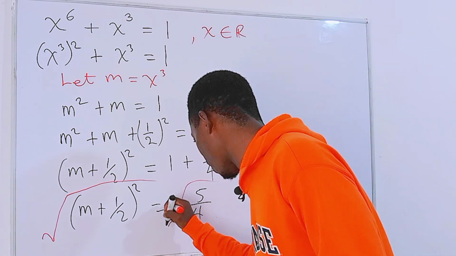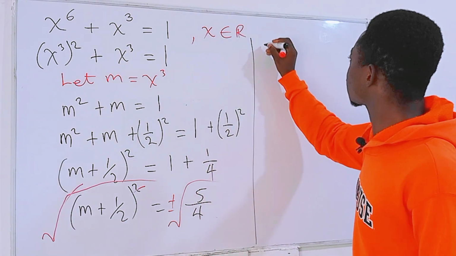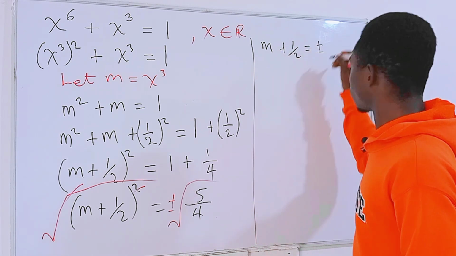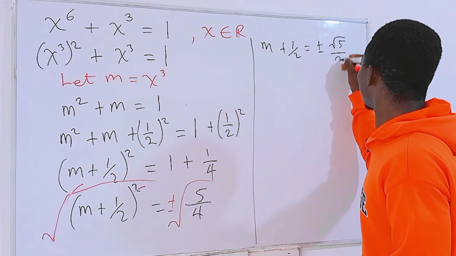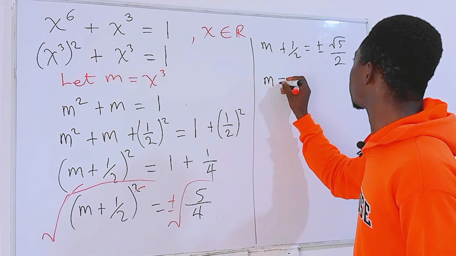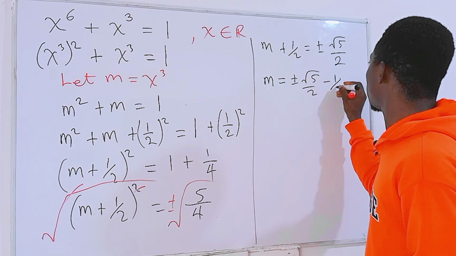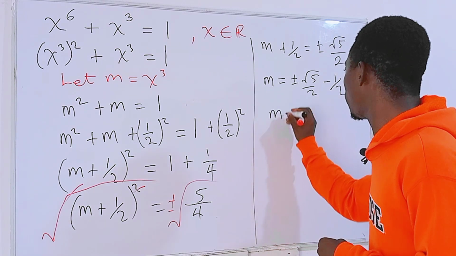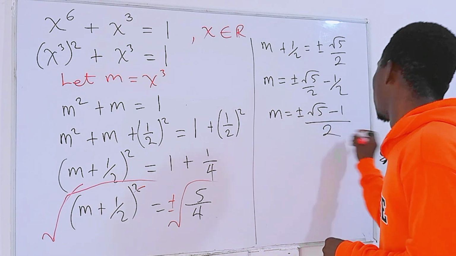But don't forget the plus or minus. So this square and this will go now. On the left hand side, we have m plus 1/2 is equal to plus or minus, actually this could be written as square root of 5 divided by 2. We are looking for m, so let's transpose this 1/2 so that we get m is equal to plus or minus square root of 5 over 2 minus 1/2. In fact, we can combine these two fractions so that m will be plus or minus square root of 5 minus 1 all divided by 2.